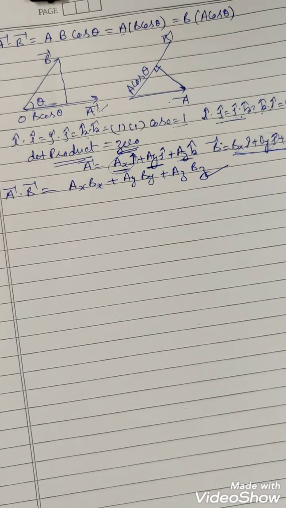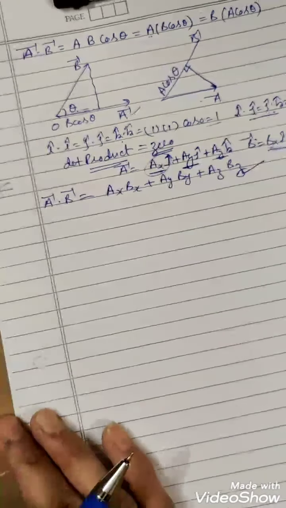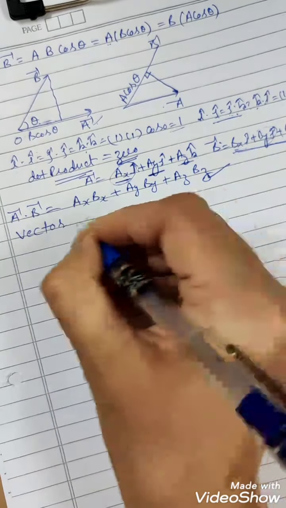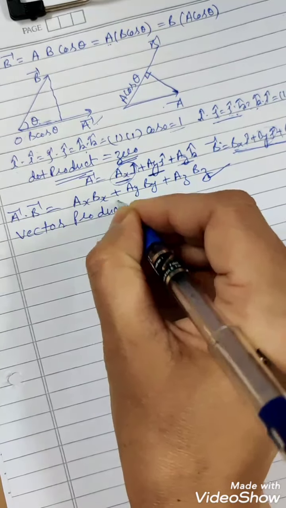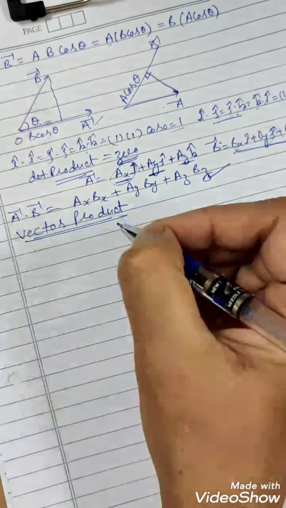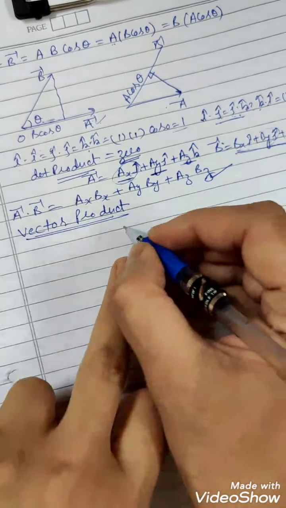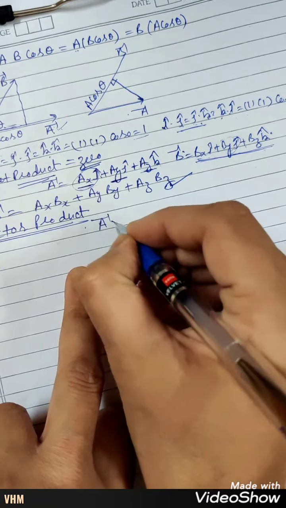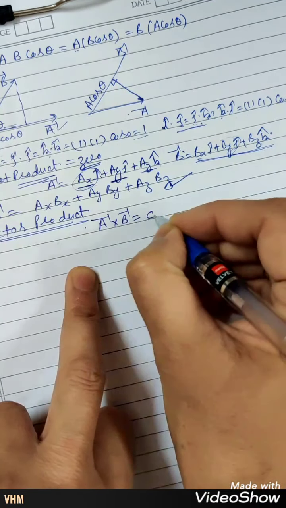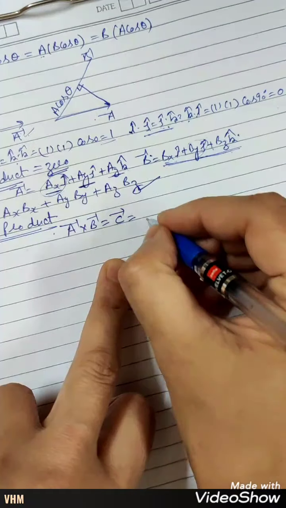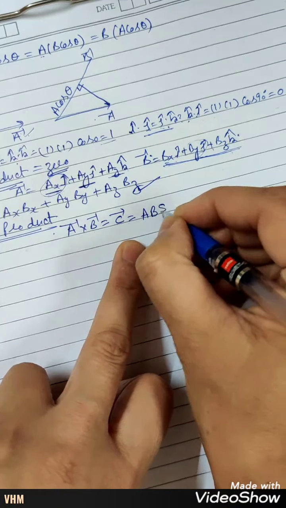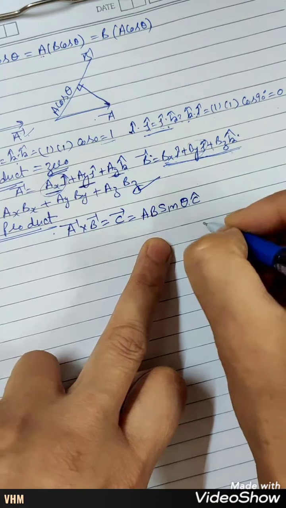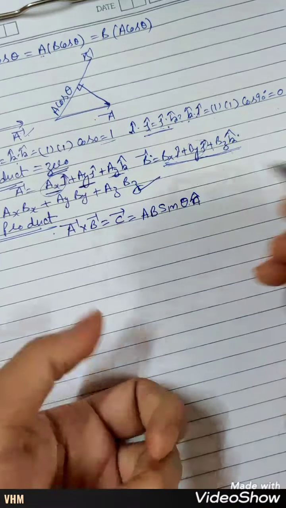Then next we have the vector product, that is cross product. The vector product gives a vector quantity. So this is represented as A cross B, that is the new vector C. How do we write this? Magnitude of A, magnitude of B, and sine of angle between them, and this unit vector we can write as n vector also.